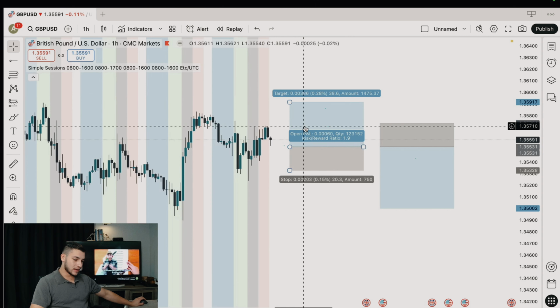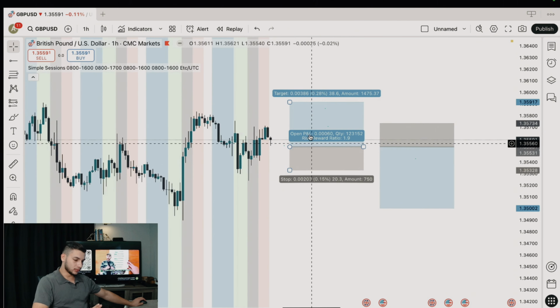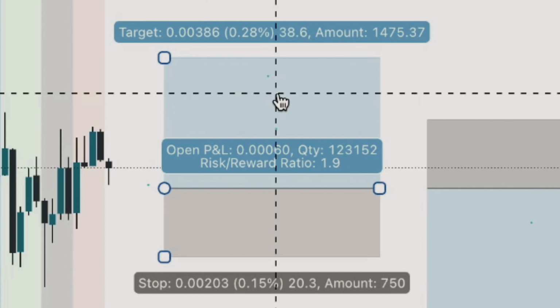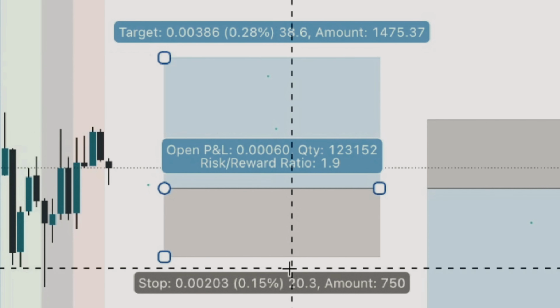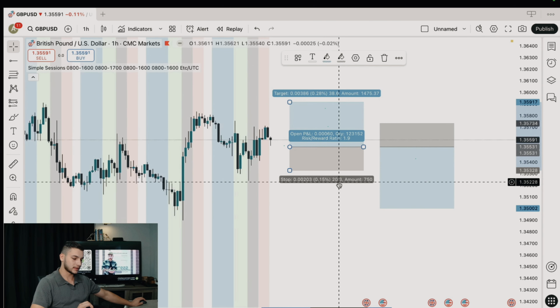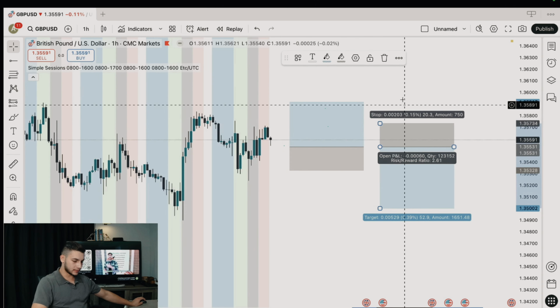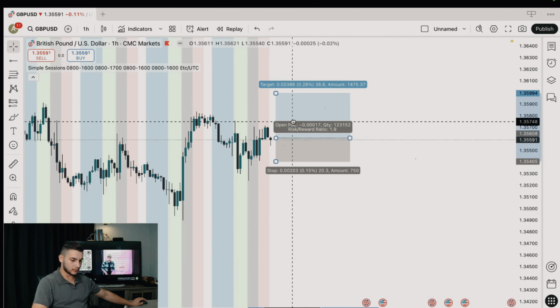And if we go to this kind of tool, it's going to automatically tell you the pips. So here on take profit is 38.6 and on stop loss is like 20.3 pips. Let's remove this one because we don't need it.